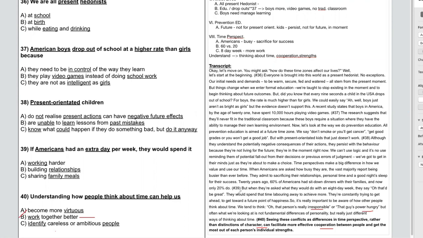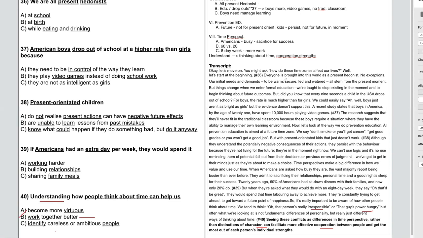But it's very important to listen for these main key words because the last sentence here really summed up the transcript and gave us an answer to number 40. Because understanding how people think about time will help us facilitate cooperation. This is a really good key word. So you see how we used the outline to our advantage, process of elimination for a case where we may not have known the answer, and really effective key words.